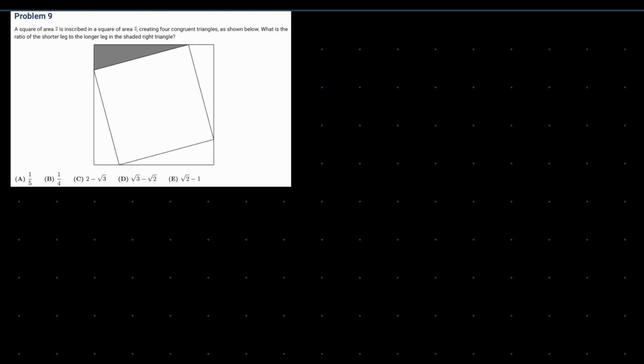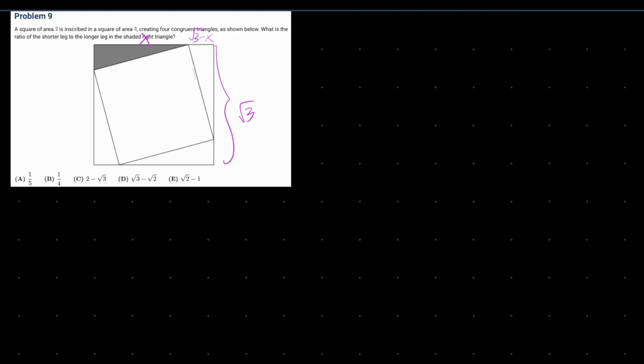So if the outer square is area 3, then it has a side length of root 3. So this whole thing is root 3. And that also means that we could have some side lengths here. Let's call this side length x, just right over the problem. We know what we're looking for. This is root 3 minus x, because it has to add up to root 3.